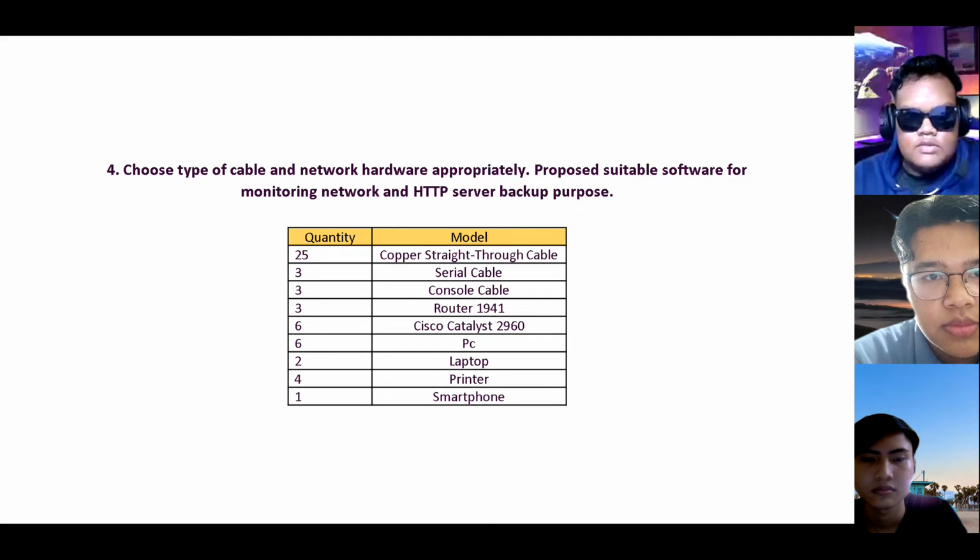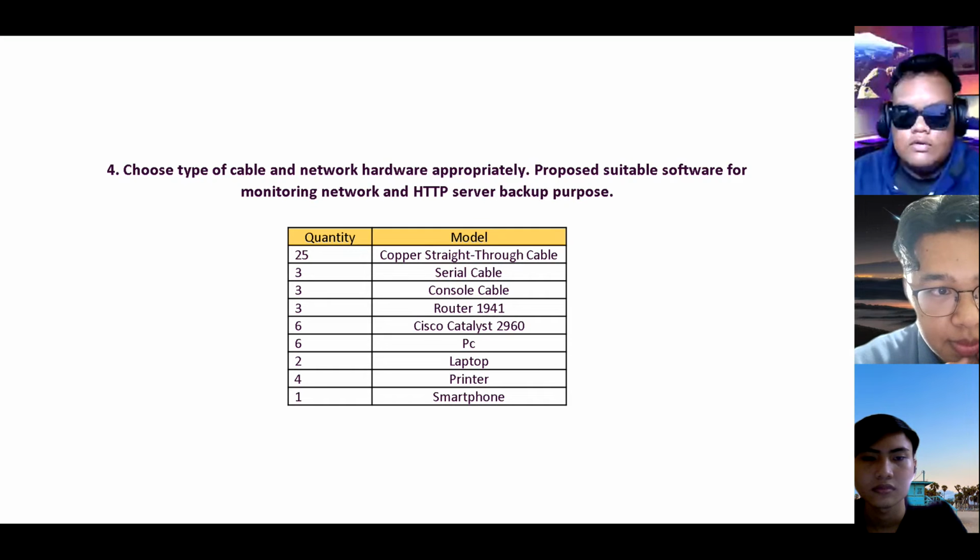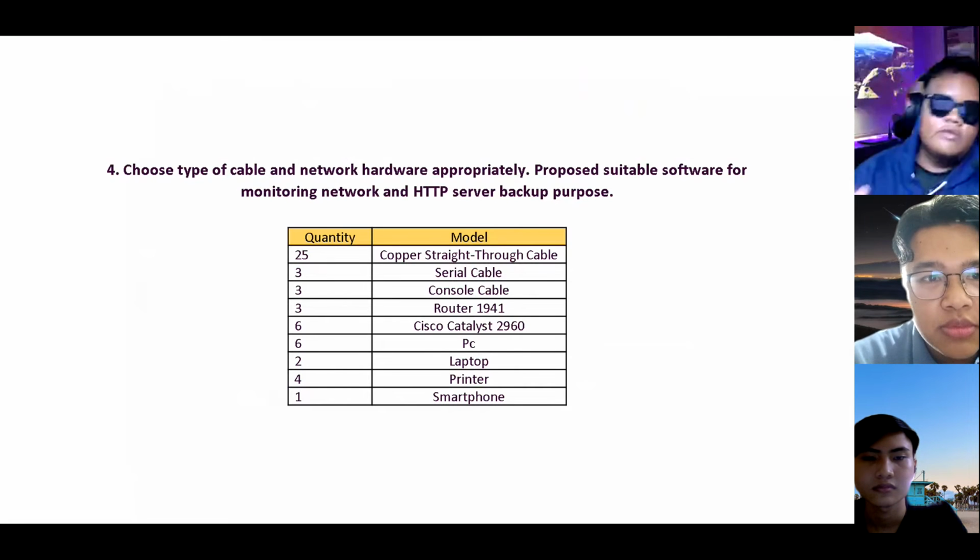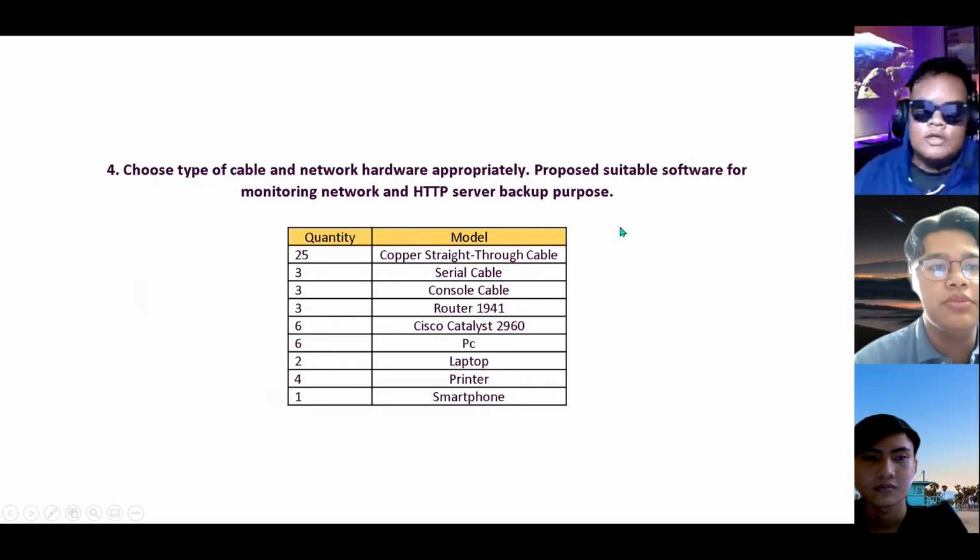Then for the switch, we use a switch. The model is Cisco Catalyst 2960. For PC, we use PC, 2 laptops, 4 printer, and 1 smartphone. Okay, next I will pass to QHUZAIRIL to continue it.